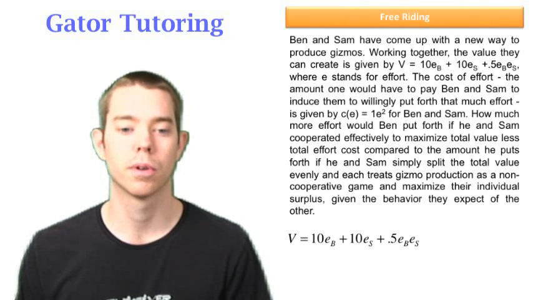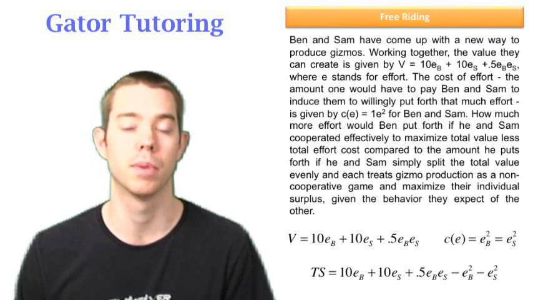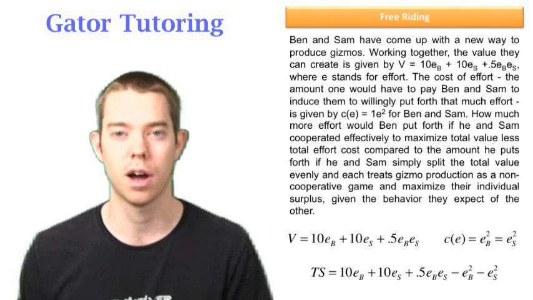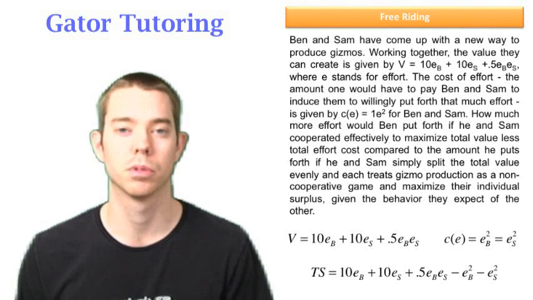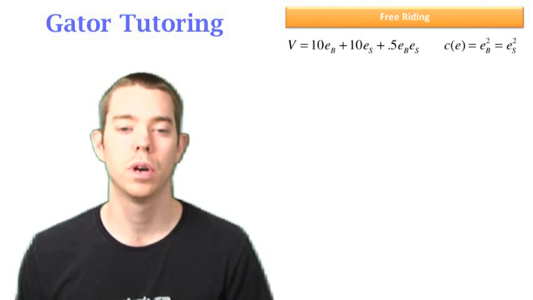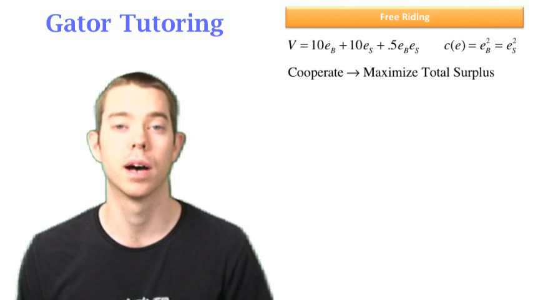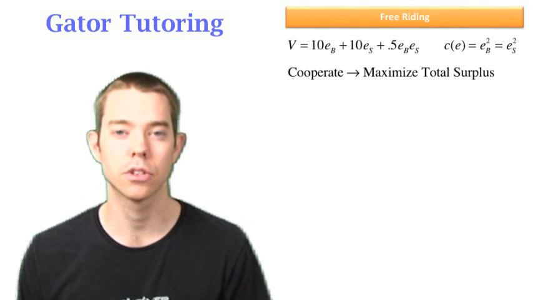Well, first, we want to write down what we know. Our total value function is this, and our cost of effort is this. So our total surplus, which is total value minus total cost, kind of like profit, we're just going to call it total surplus for these next few questions, is going to be total value minus total cost. So when we're treating gadget production cooperatively, we're going to maximize total surplus.